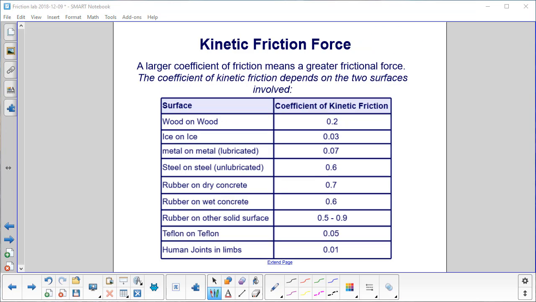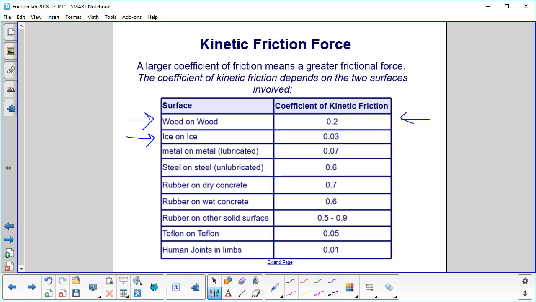There are tables that tell you what the kinetic friction coefficient is. A larger coefficient of friction means a greater frictional force. Also, the coefficient of kinetic friction depends on the surfaces involved. So let's start with the top. Wood on wood has a 0.2, and notice all of these are below 1. Ice on ice, much lower. There's much less friction for ice moving on ice.